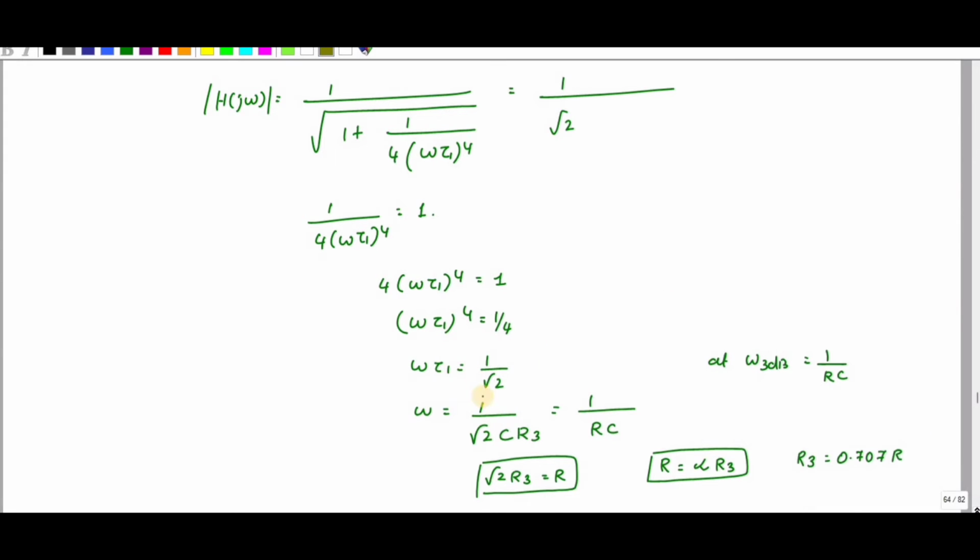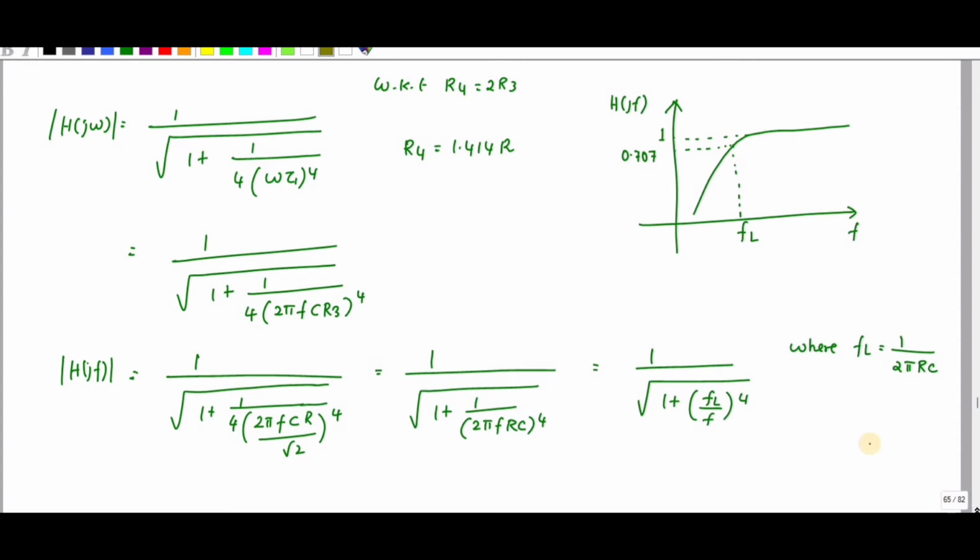So tau 1 is nothing but CR3. I am going to substitute this. And if I want to equate omega at 3 dB, that is equal to 1 by RC. So I am going to equate these two terms. If I equate these two terms, I will get R is equal to root 2 of R3. Root 2 is nothing but alpha here. So what is 1 by root 2? 1 by root 2 is 0.707. So R3 is equal to 0.707 of R. And we know that R4 is equal to 2R3. Therefore, R4 is equal to 1.414 of R.